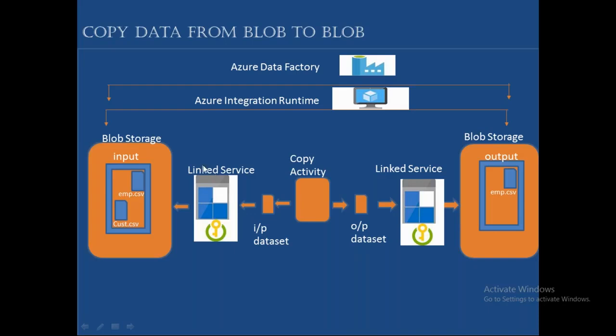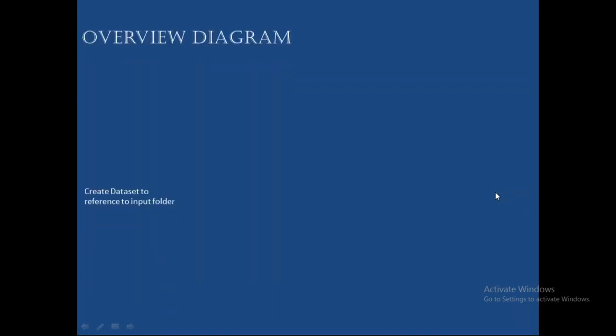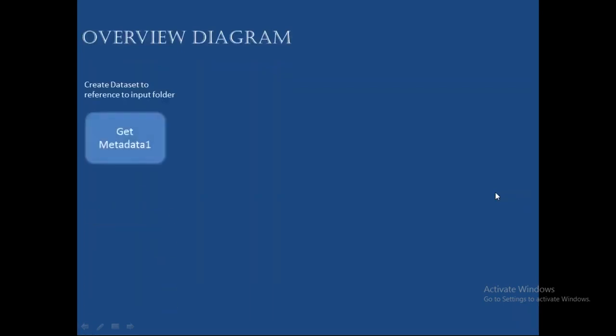I'm going to use linked service basically to connect to the blob storage. Input data set will point to the input folder, output data set will point to the output container. Let's say now overview diagram you see. Create a data set to reference to input folder. So I have a get metadata activity which will reference to the input folder. Now input folder side I have two files, right? EMP and customer.